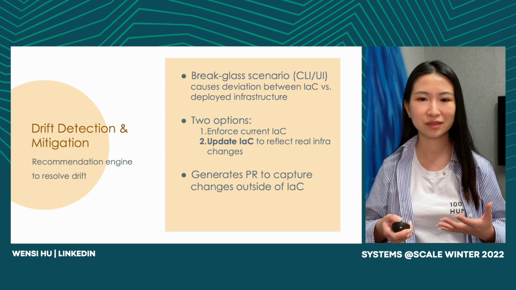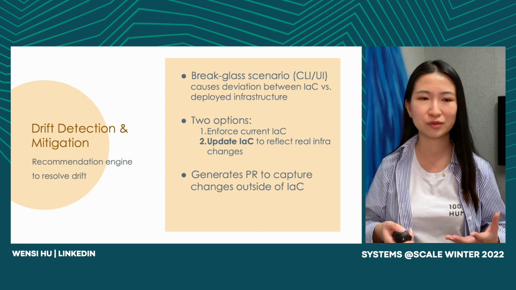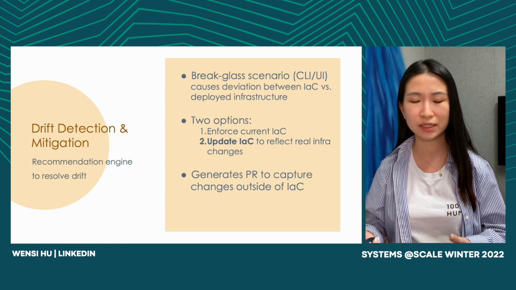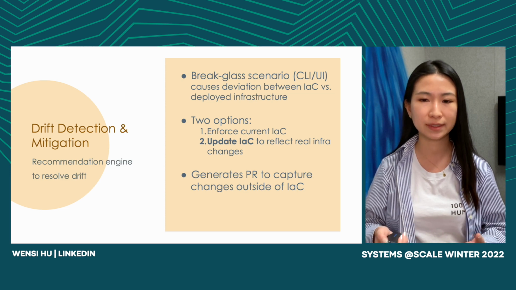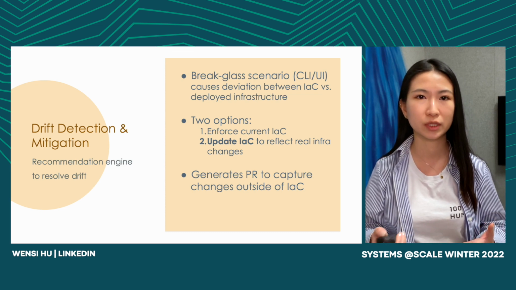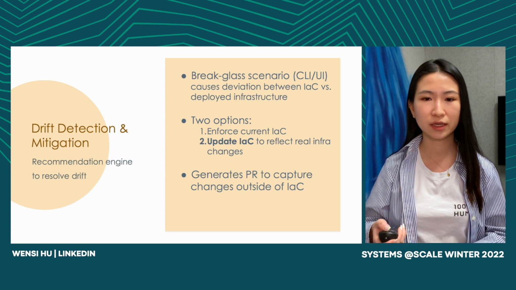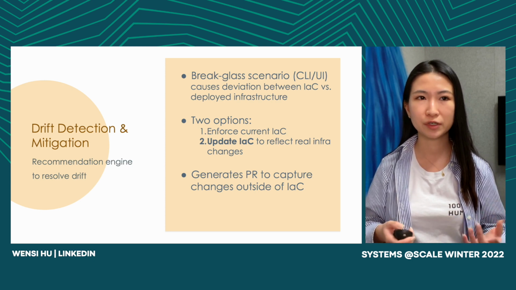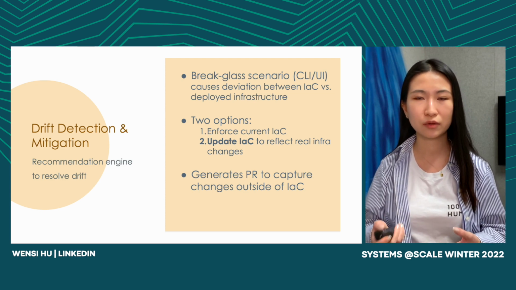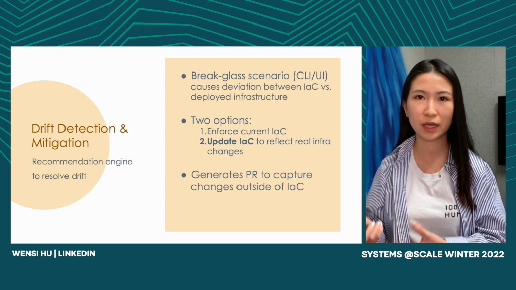This is called drift, and this happens so often that we need to figure out a way to happily deal with it. Usually we have two options. One is to enforce the current IAC, and the other one is to update IAC to reflect real infrastructure changes, which is the case where we use the CLI to put up hot fixes. So TFAS introduced the recommendation engine to resolve drift by first notifying users when this drift happens, and second, generating a PR with the IAC changes required to capture the infrastructure changes made outside of TFAS.